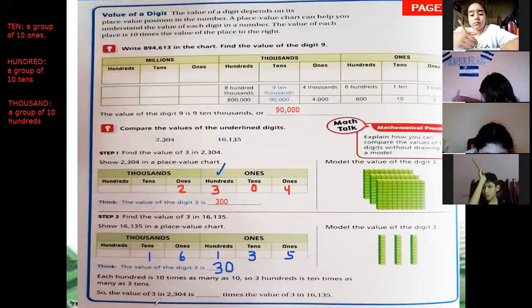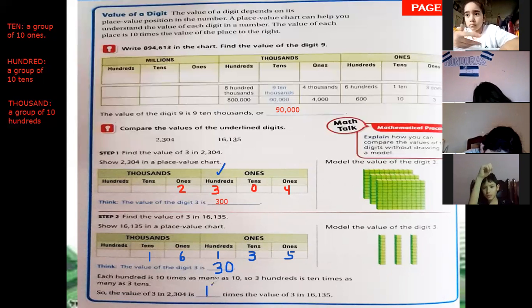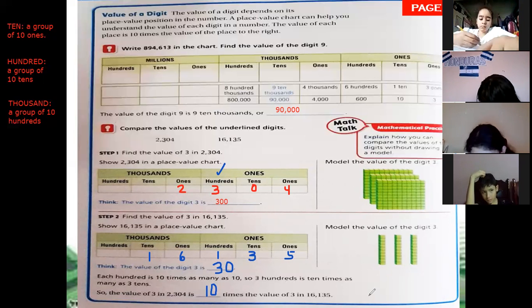So the value of 3 in 2,304 is 10 times the value of 3 in 16,135. Did you complete the page?